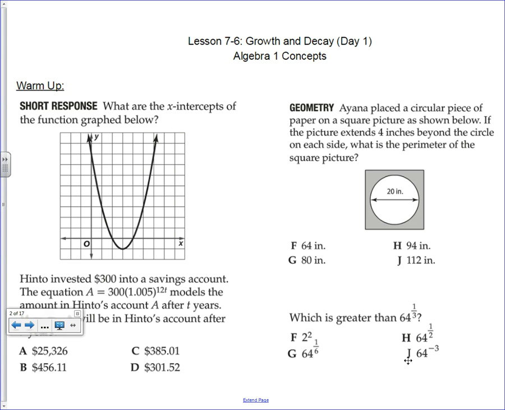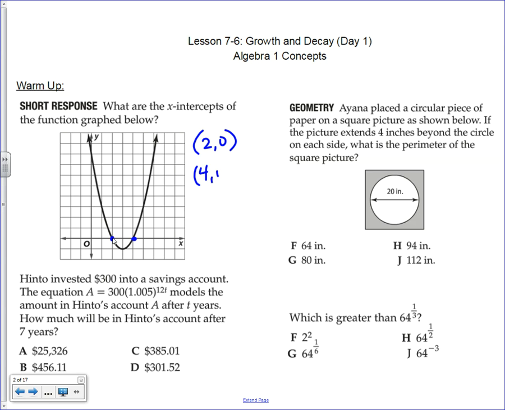Okay, let's start with your warm-up. First one should be pretty self-explanatory. It says, what are the x-intercepts of the function graph below? Now, what's an x-intercept? Awesome. How many times does that happen here? Go ahead and mark on your paper where those happen, and then please tell me what those ordered pairs would be. Does anybody have any questions on those?